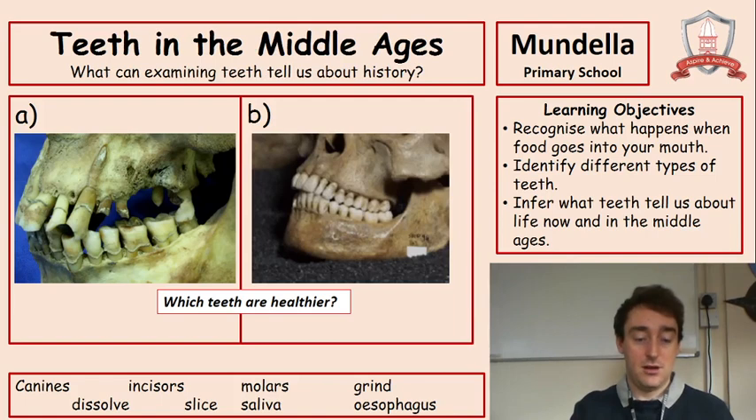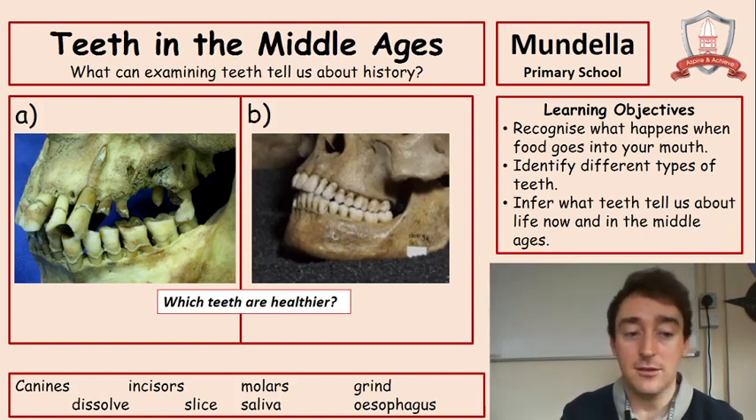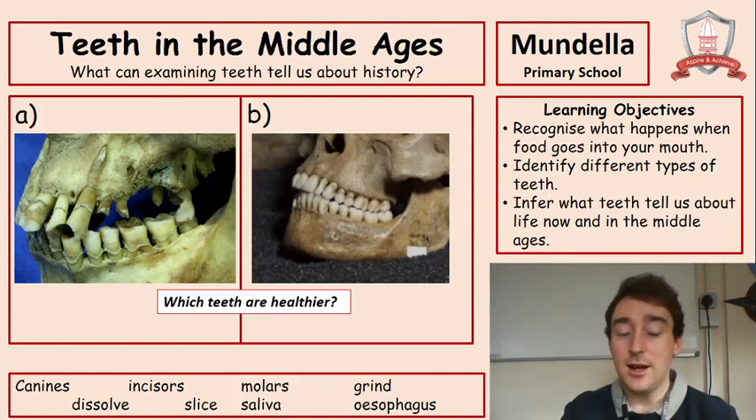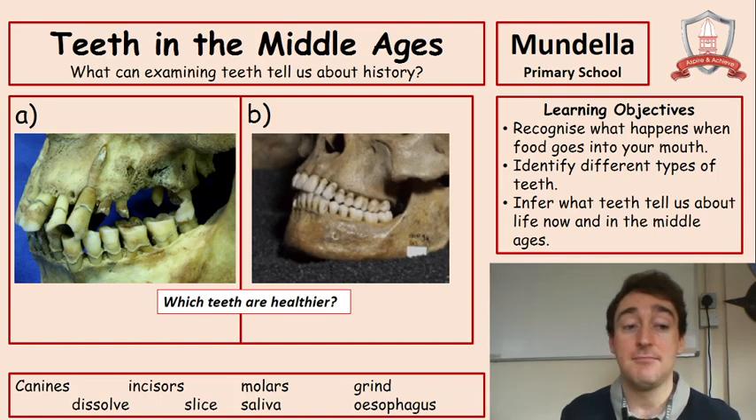Okay. Look at these 2 skulls with teeth in them. So we're going to look at what examining teeth can tell us about history. Which teeth would you say are healthier? Is it A or is it B? What do you think?